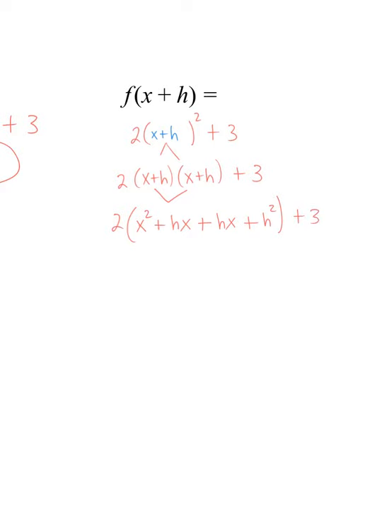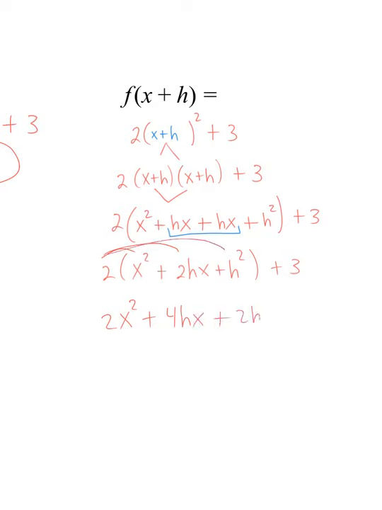Now, let's look for like terms. Right here, we have 2 hx's. So that looks like this: x squared plus 2hx plus h squared plus 3. All right, so this one you're going to want to know. Whenever you square x plus h, you get x squared plus 2hx plus h squared. Now we distribute the 2 to each term: 2x squared plus 4hx plus 2h squared plus 3. And I don't see any like terms, so that is as far as we can go. But that's a pretty important problem. You're going to want to know how to square x plus h.